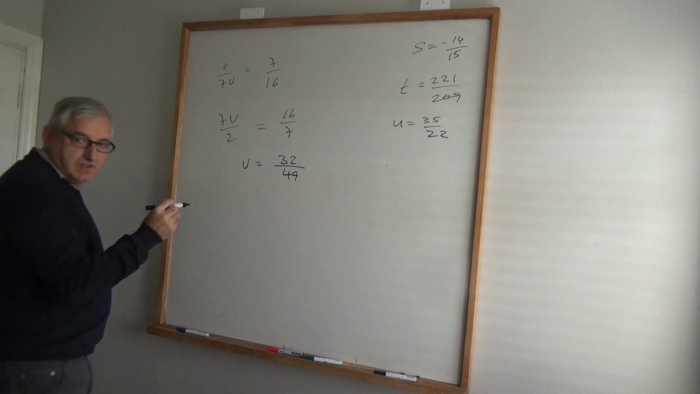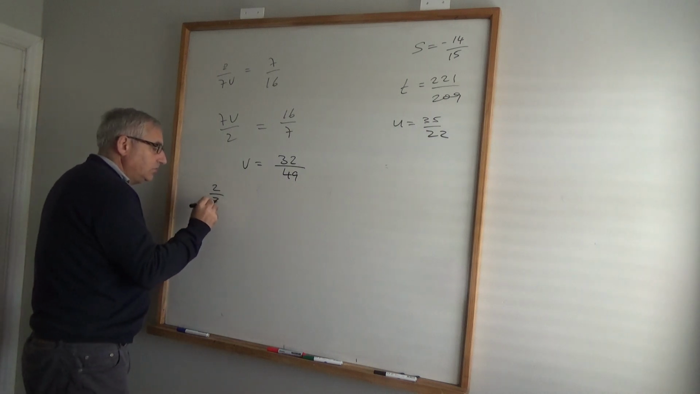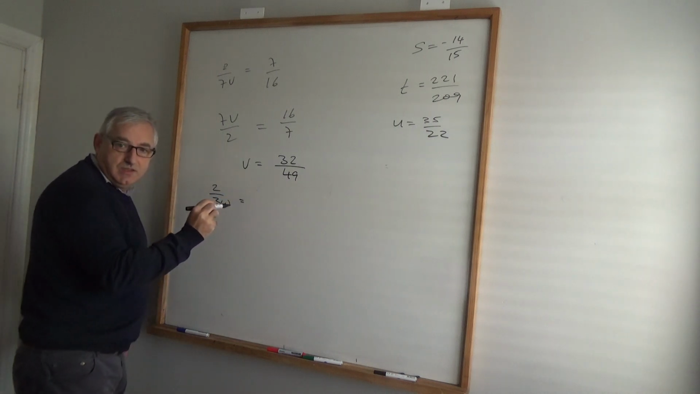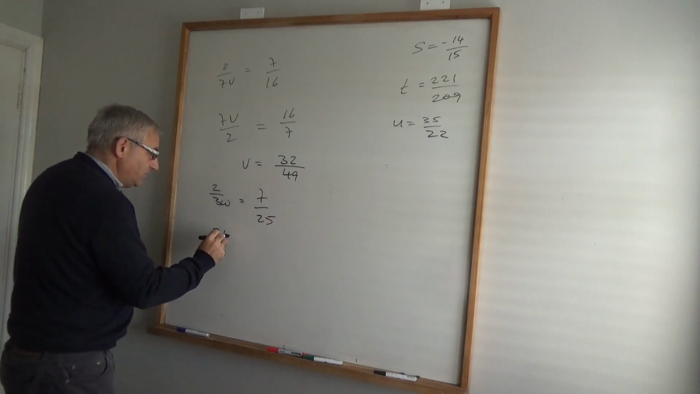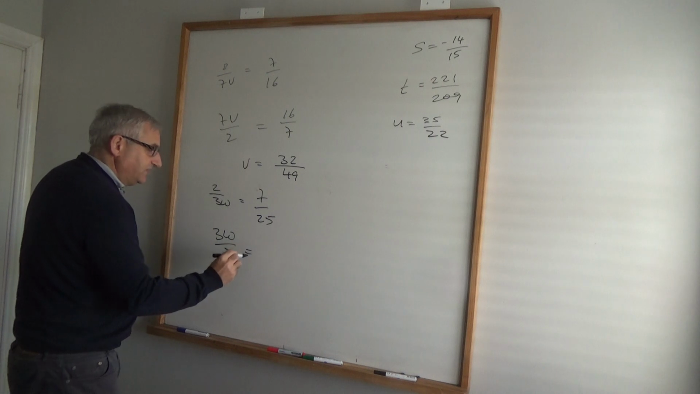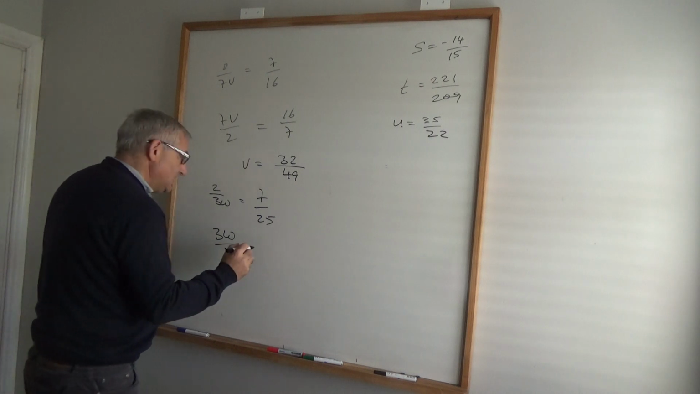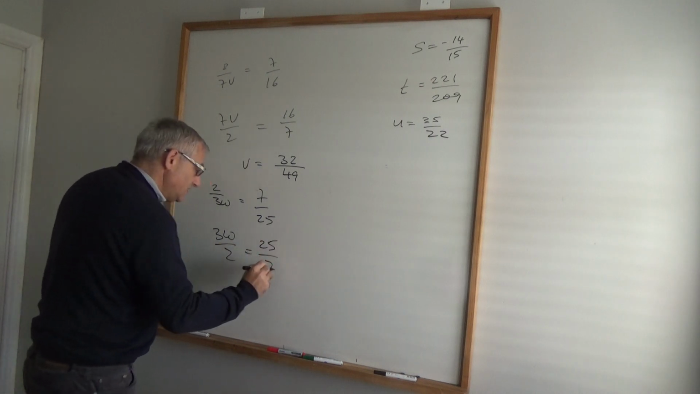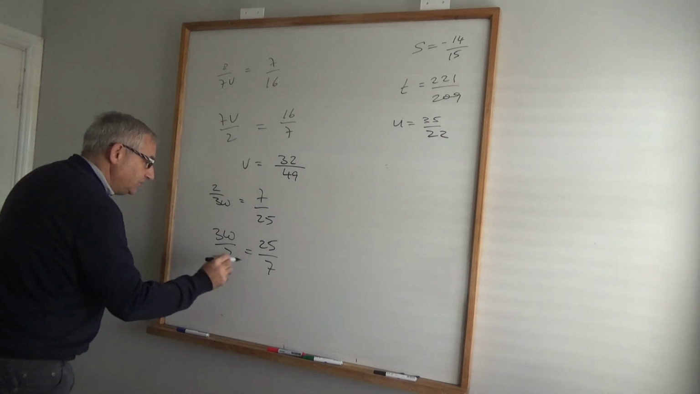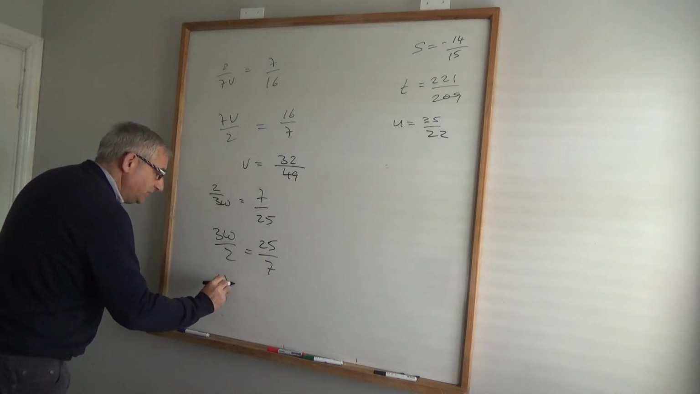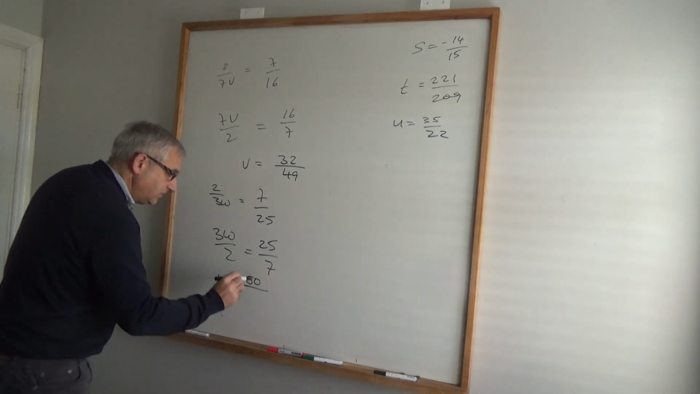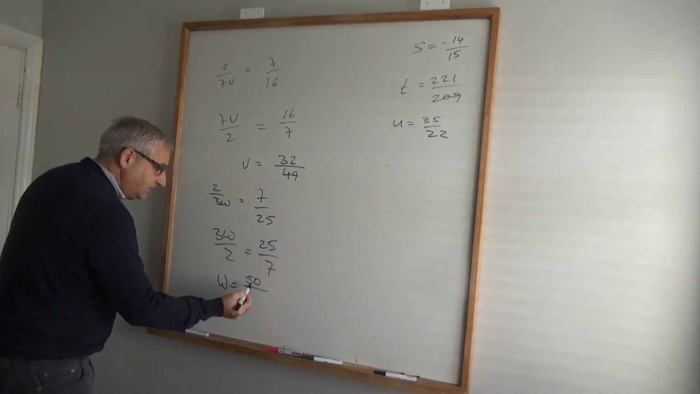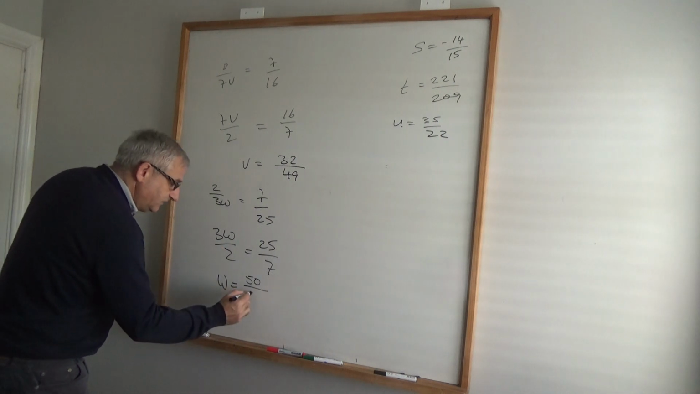Okay. So the next one was 2 over 3w equals 7 over 25. Turn them upside down, reciprocate them. Okay, the 3 will go down, the 2 will come up. I'm doing them both together. There's no particular order in which they should be done. You might as well do them both together. 2 goes up, 25, so I can calculate. 3 7s is 21.